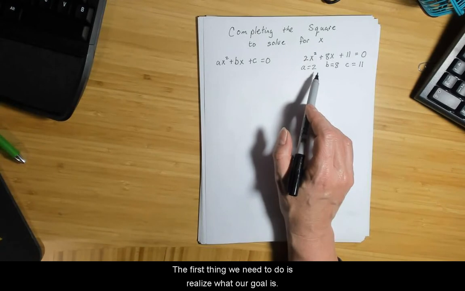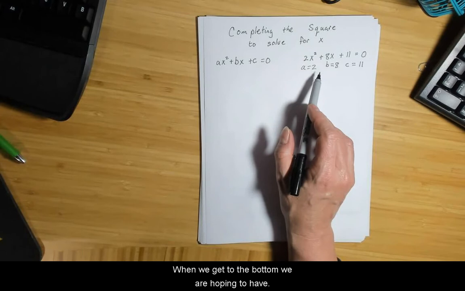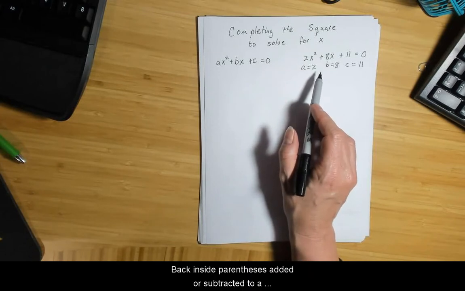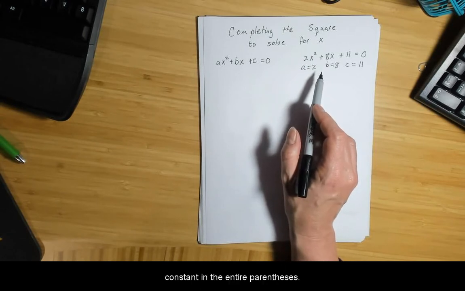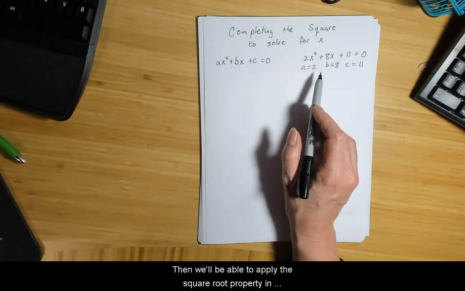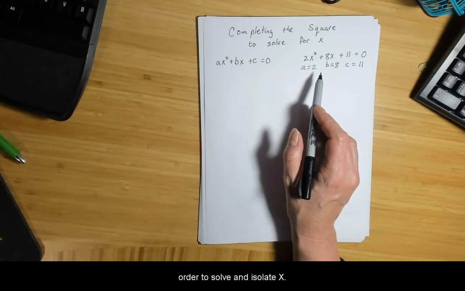The first thing we need to do is realize what our goal is. When we get to the bottom, we are hoping to have x inside parentheses added or subtracted to a constant and the entire parentheses squared. Then we'll be able to apply the square root property in order to solve and isolate x.